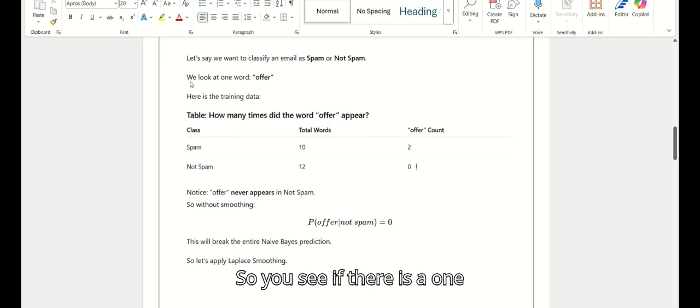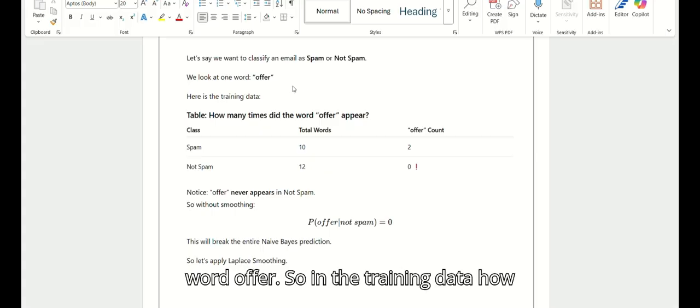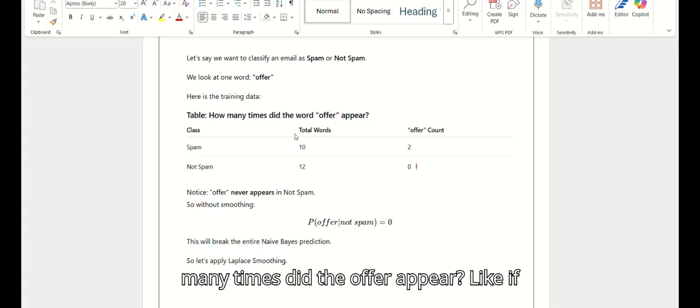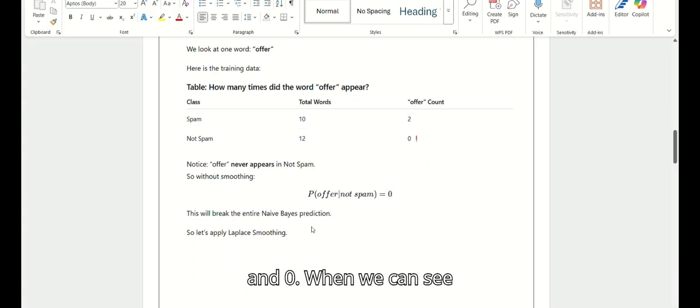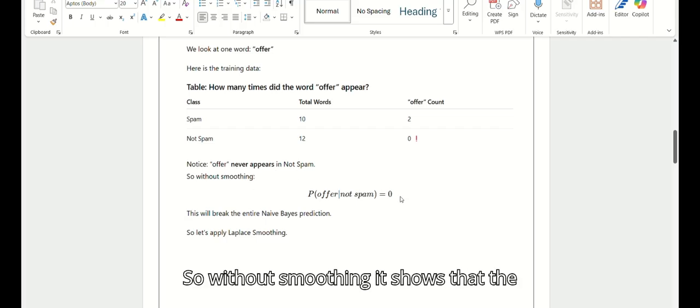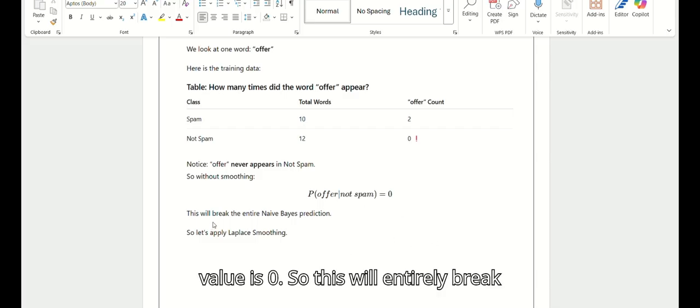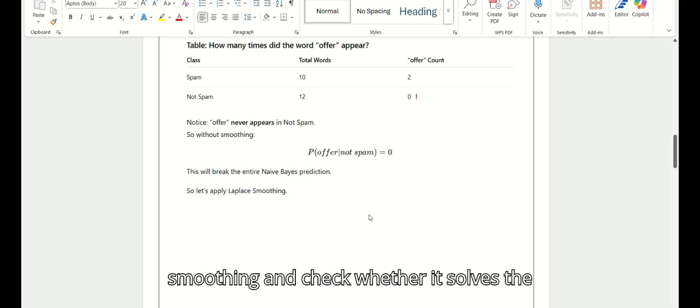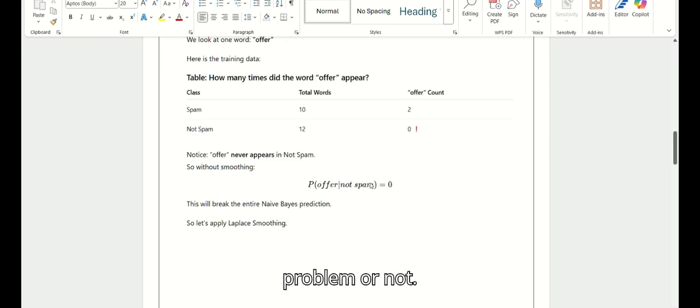So you see, if there is one word, offer, in the training data, how many times did the offer appear? Like if the spam has a total of 10 words and offer count 2, and not spam has 12 words and offer count 0, we can see that offer never appears in not spam. So without smoothing, the value is 0. This will entirely break the Naive Bayes prediction. So let's apply Laplace smoothing and check whether it solves the problem or not.